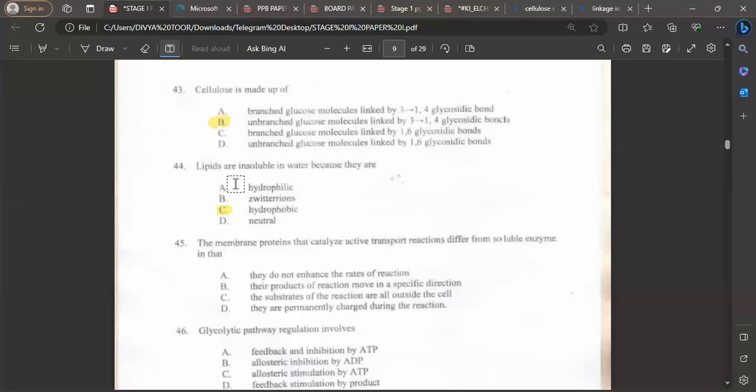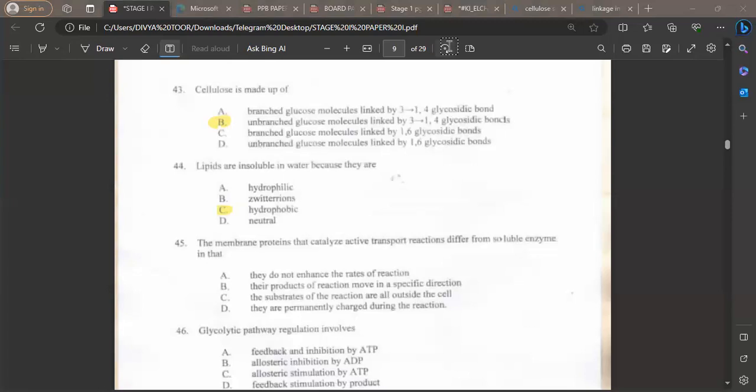I know for beta and alpha. The alpha glycosidic linkage is between carbons with the same stereochemistry. And then the beta is with two carbons with different stereochemistry. So this is in regards to the glycosidic bond.